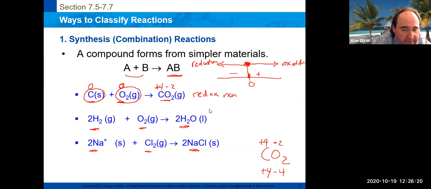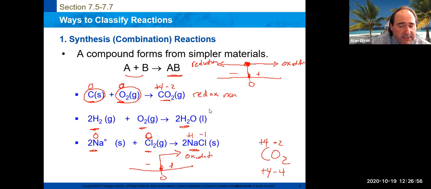Same thing if we come down here to our sodium chloride formation. Sodium in its natural state is 0. Chlorine in its natural uncombined state is 0. When those two get together, that is when they actually do gain charges. The sodium on the right-hand side is +1. The chlorine on the right-hand side is -1. So again, if we apply our number line here, sodium is starting at 0 and ending at +1, which means it is going in this direction. So the sodium is going through oxidation.